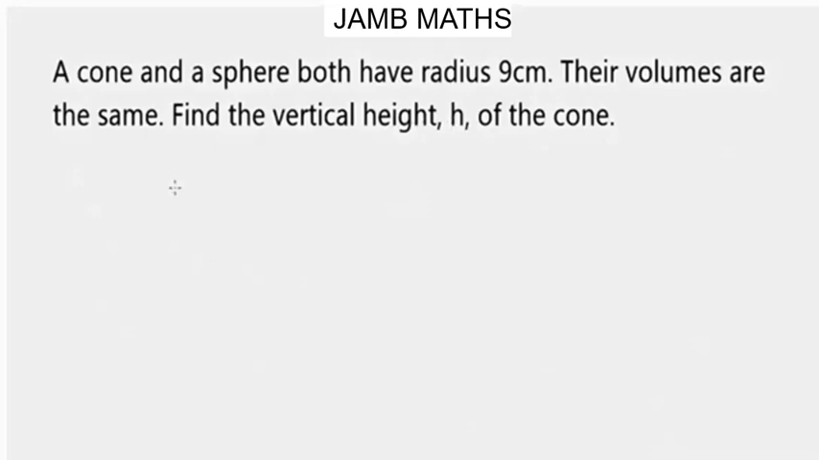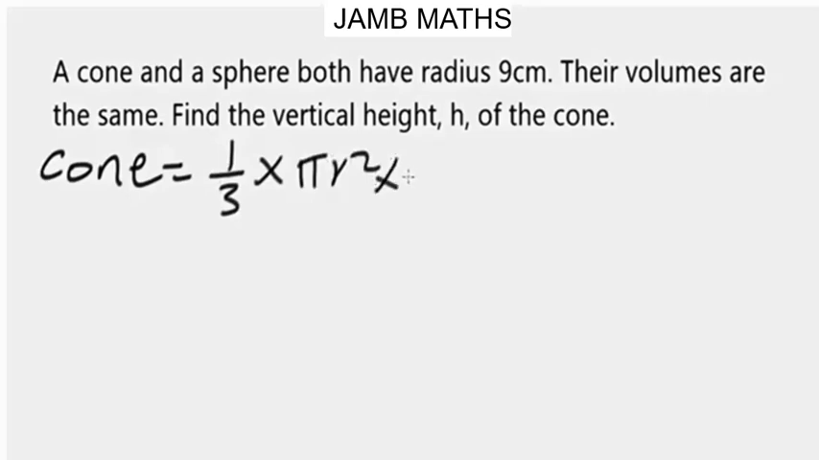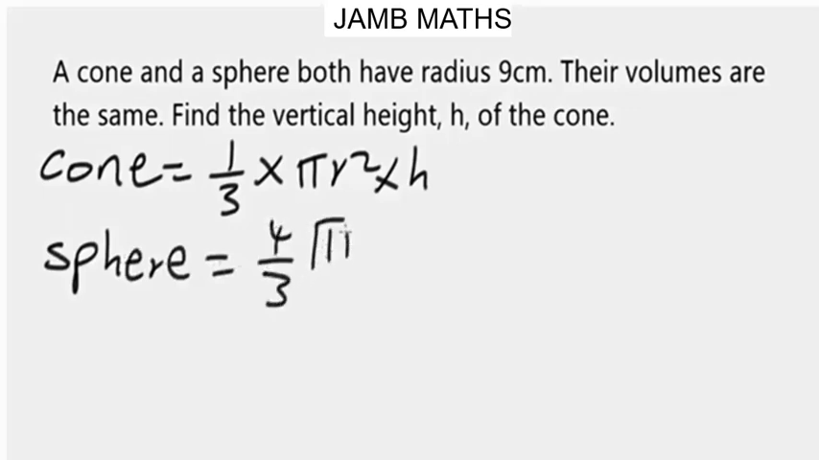Okay, let me give you a hint. Let me give you the respective formulas to help you solve this fast. The volume of a cone is 1/3 pi r square times height. The volume of a sphere is 4/3 pi r cube. So attempt it, but we solve it together. Now let's solve it together.